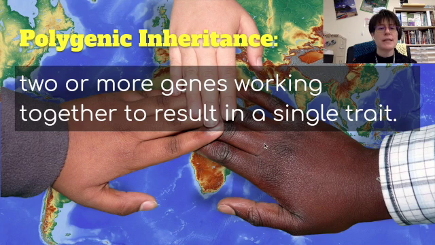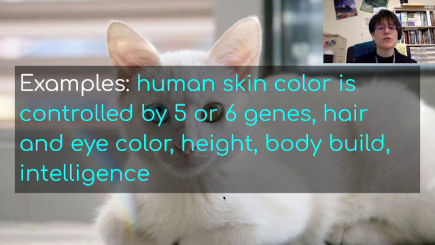There's also polygenic inheritance. This is where 2 or more genes work together to result in a single trait. An example is skin color. Human skin color is controlled by 5 or 6 genes. Also, hair and eye color are controlled by more than one gene. In the background, you might not be able to tell, but there's actually a cat with two different color eyes. So, our hair and eye color are controlled by more than one gene. Height is multiple genes, multiple locations on chromosomes, body build, and intelligence also. And there are many more.